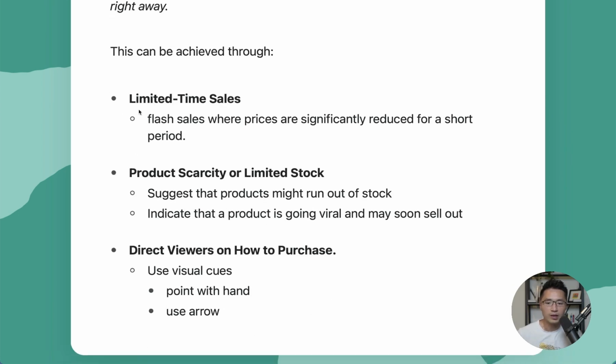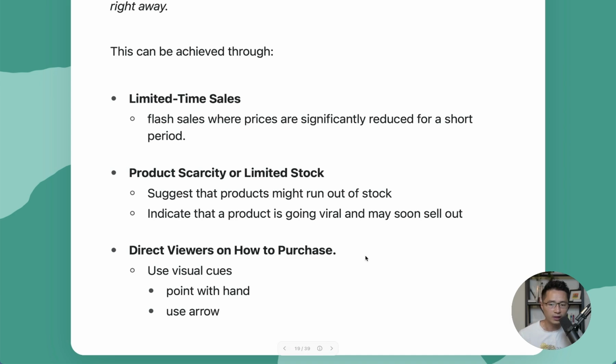Number one is to try to promote any limited time sales. When you promote anything that's on a flash sale, that's when prices are significantly reduced for a period of time. You see that a lot definitely on TikTok. And you can also try to suggest that the products might run out of stock. That could give the viewers a sense of scarcity. You can indicate that the product is going viral and may soon sell out.